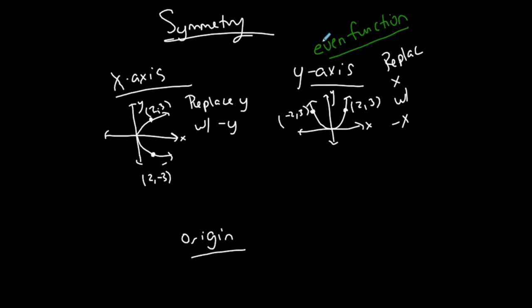So we can test to determine if a function is even by replacing x with negative x. And if it gives me the same thing that it originally had, then it is symmetric to the y-axis, or it is called an even function. This is saying the same thing that this says: replace x with the opposite of x, and if it gives you the same thing as you started, then it is symmetric to the y-axis, or known as an even function. It's just that I could put it in function notation because it is a function, whereas this is not a function, so I cannot use function notation for this.